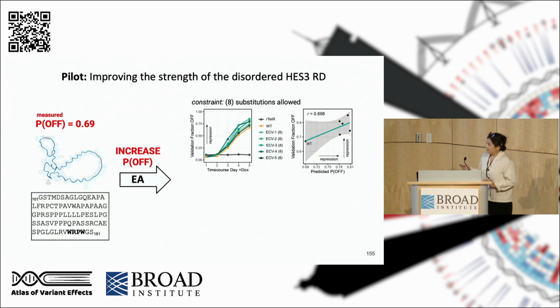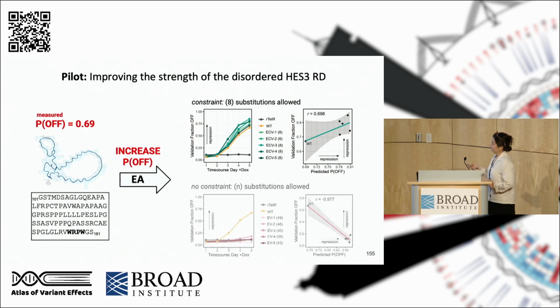Interestingly, when we constrained the model to only allowing 8 substitutions, the success rate was 100% in this really tiny training set. When we tested and validated 5 of the things that had evolved, all 5 of them had increased repression strength compared to wild type, which we were happy about. Even more so, we were happy that the predicted p-off values seemed to be in line with the fraction of cells that we saw by flow to be off.